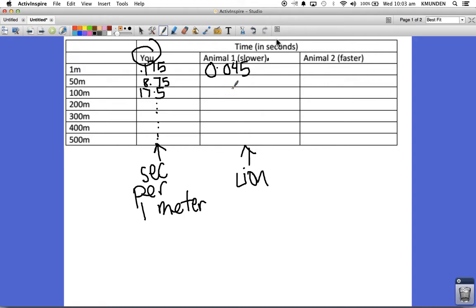And now I can use that to fill in the rest of this. So 0.045 times 50. So the lion's 50-meter time is 2.25 seconds, and his 100-meter time is 4.5 seconds, and so on and so forth. So as you can see here, a lion goes pretty fast because its 100-meter time is 4.5 seconds.